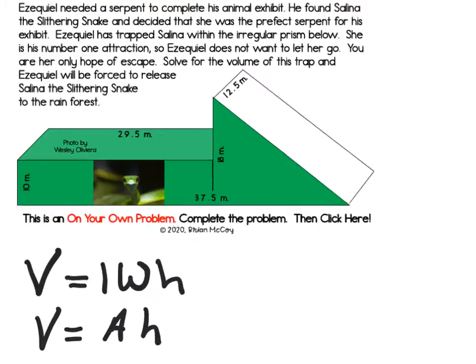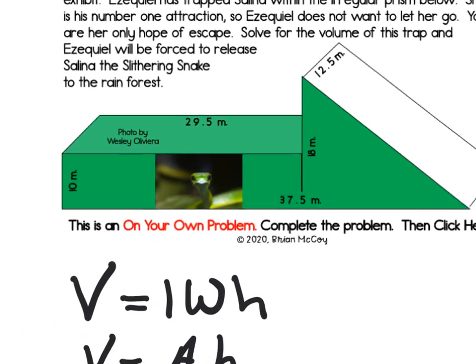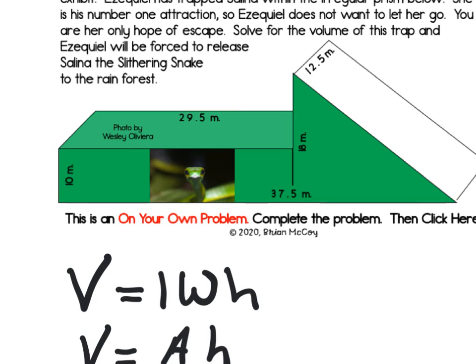And I'm going to enlarge this. The very first thing we've got to do is figure out all of our measurements. So for this first box, I'm going to break this box here. I've got one triangle here and one rectangle here. And I've got the measurements for the rectangle because the height is 10 here. And if from here to that corner there is 29.5, I know that from here to here is also 29.5.